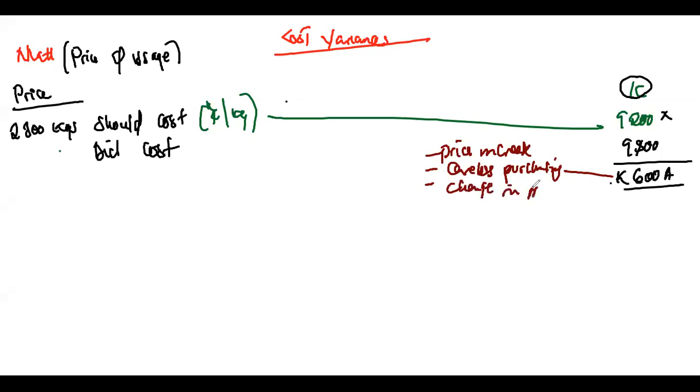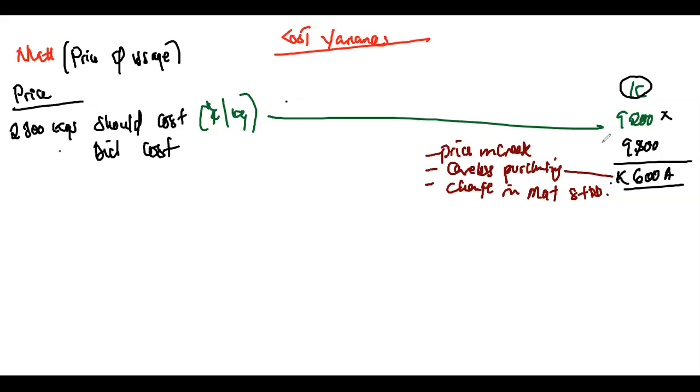Change in material standards. They wanted to be using 0.5 kilos per unit, but now they're using 0.6 kilos per unit. So that can make the material be consumed more than they planned, which may result in them buying more material than expected. So, change in material standard. Those are the possible reasons why an adverse variance for price of material can occur.